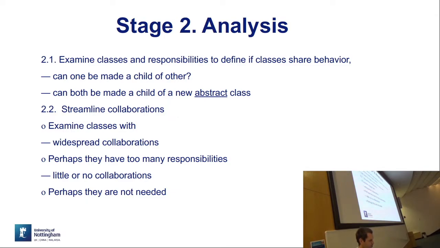Examine classes with many collaborations or widespread collaborations. Maybe they have too many responsibilities, and maybe they need to be subdivided or simplified into simpler classes or objects. If a class has no collaborations, maybe it's not even needed. This is the analysis phase. This is very abstract, so we're going to be talking about this in more detail.